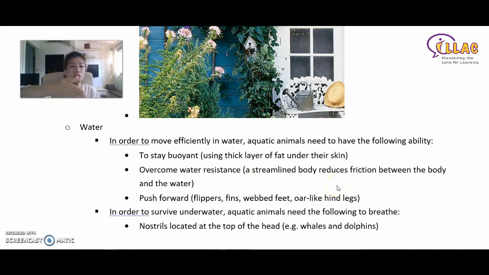That's why you see fish, dolphins, sharks, they all have the same structure. It's like this, okay? Sharp in front and then curve outwards, backwards to the sharp behind. So they push forward in the water using flippers, fins, web feet, and hind legs, that kind that actually helps them to push forward, just like how we swim, we use our hand to go this way, right?